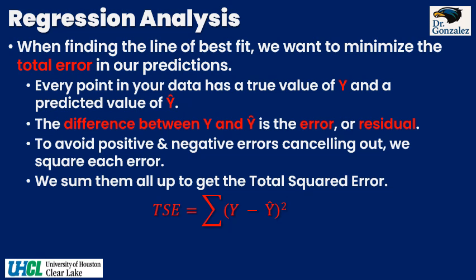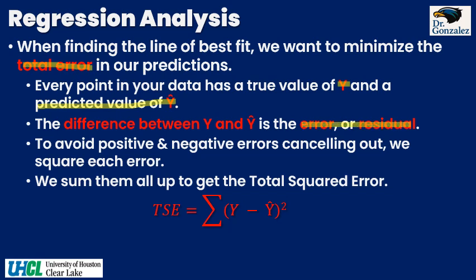So when Jamovi is actually finding that line of best fit, one thing it wants to do is to minimize the total error in your predictions. So we don't want to predict a dot out there and have that line reach to that dot when it is an error. Okay. So every point of your data set has a true value of y and a predicted value of y. And the difference between y and y hat is your error or residual.